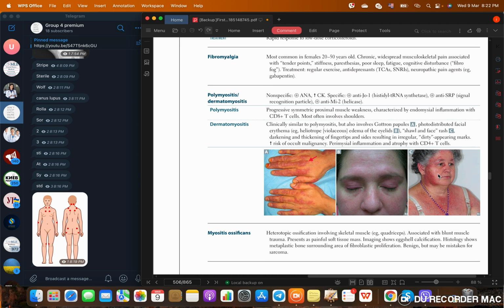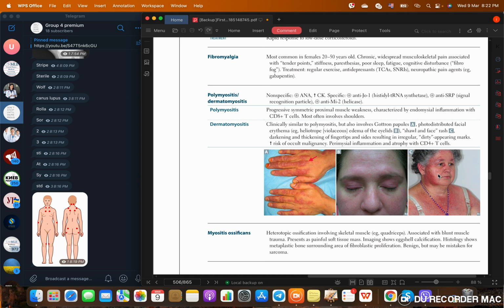Polymyositis. Polymyositis is a muscle-only disease. So a progressive symmetric proximal muscle weakness, like proximal shoulder and proximal thighs, characterized by an endomysial inflammation with CD8 T cells, and it most often involves the shoulder.